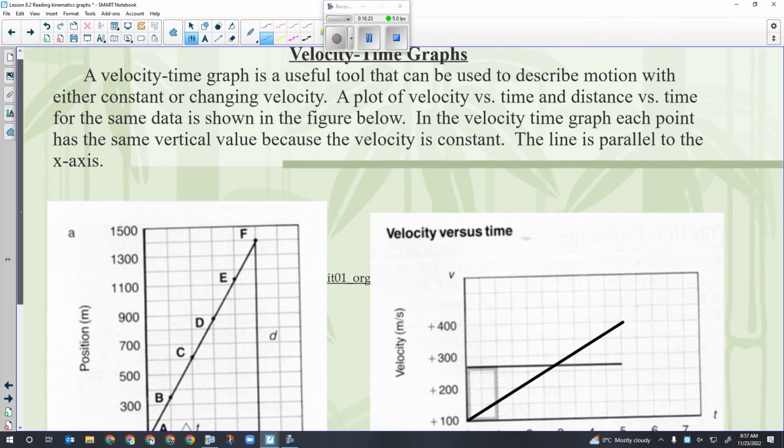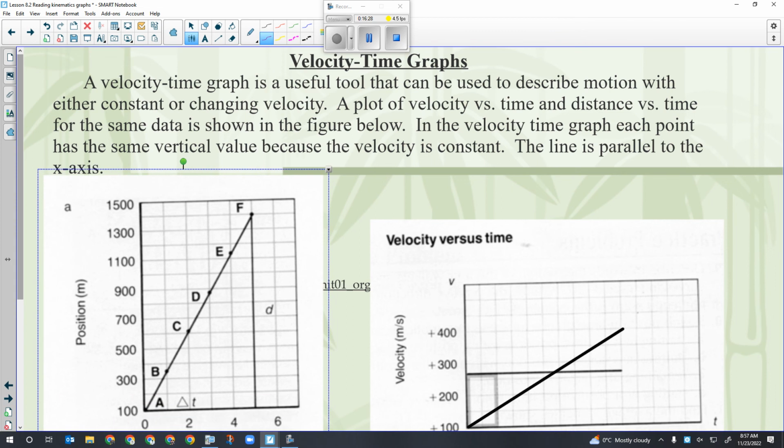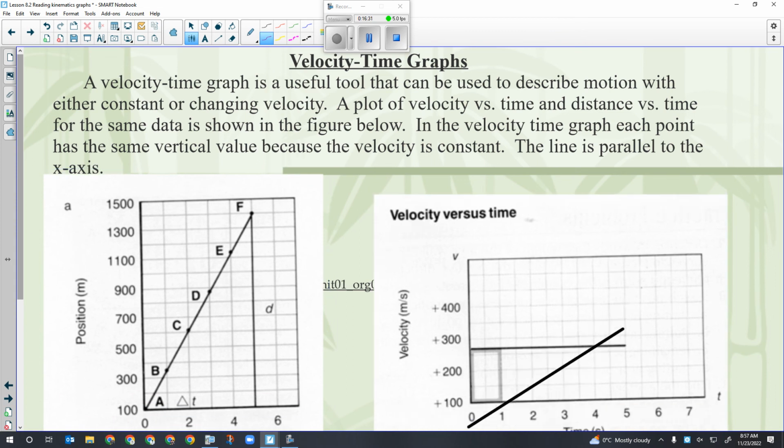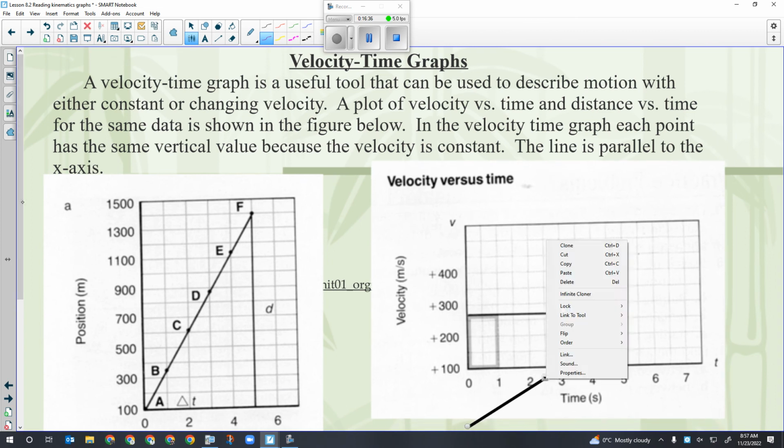So now, we're going to look at velocity versus time graphs, which, as their name would imply, show us what two things? Velocity and time, yeah. Okay, so this graph on the left is a position versus time graph. What is it showing me? What is this object doing? Moving forward at a constant velocity.